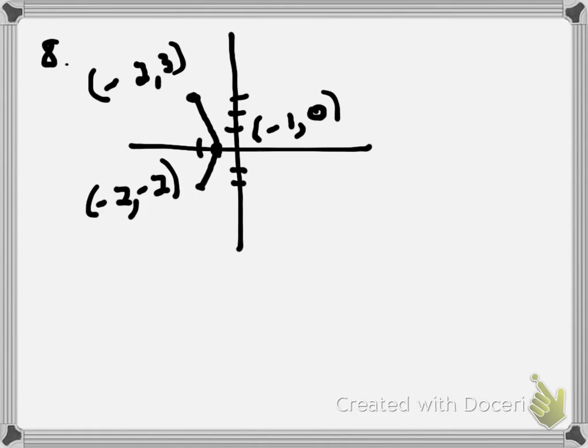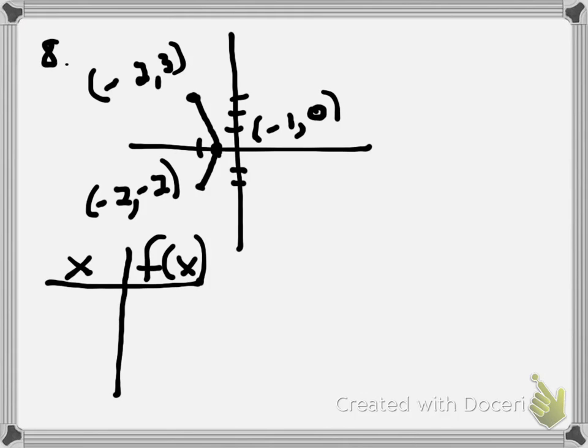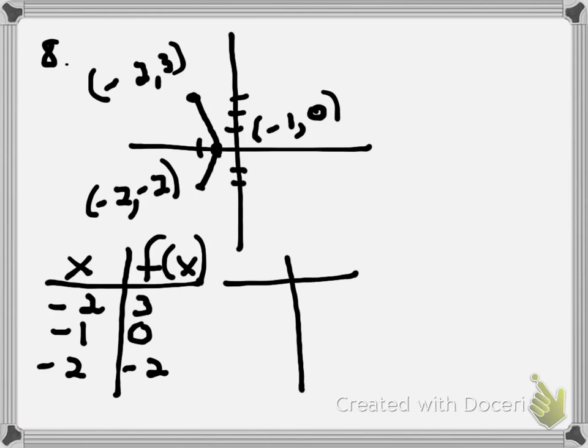Number 8, use the graph of f as shown below to graph the inverse function. So when I have these points for f and f of x, I could make a table of values. I have the point negative 2, 3. I have the point negative 1, 0, and I have the point negative 2, negative 2. To then have a table of values for the inverse, I just switch these two columns. So I'm going to have the point 3, negative 2. I'm going to have the point 0, negative 1, and the point negative 2, negative 2.